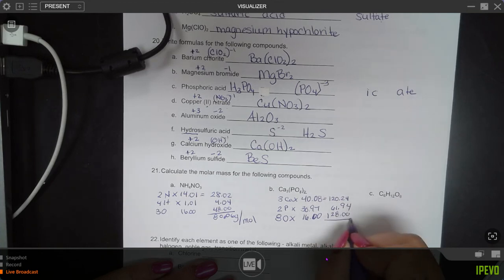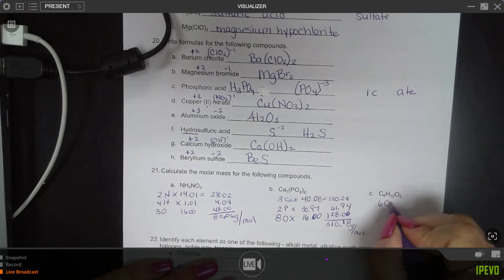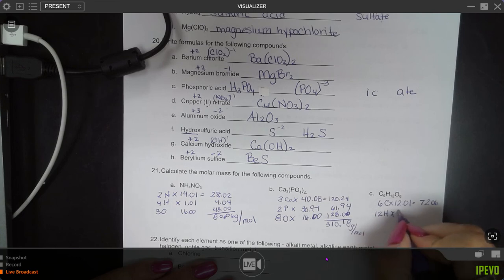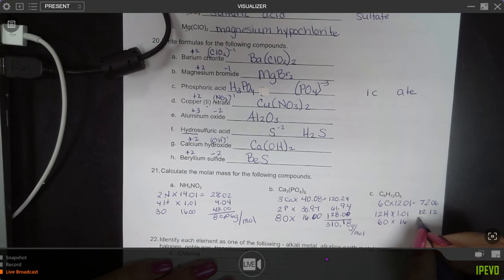128. So if I add that up, I get 310.18 grams per mole. Last one, we have 6 carbon, 72.06, 12 hydrogen, which is 12.12, and 6 oxygen, which is 96, which gives us a grand total of 180.18 grams per mole.